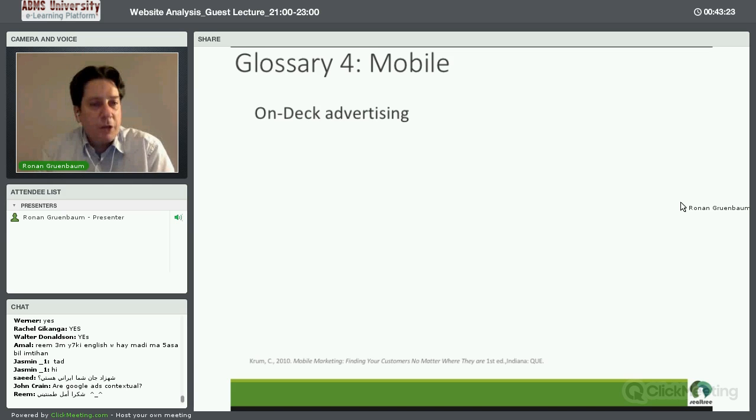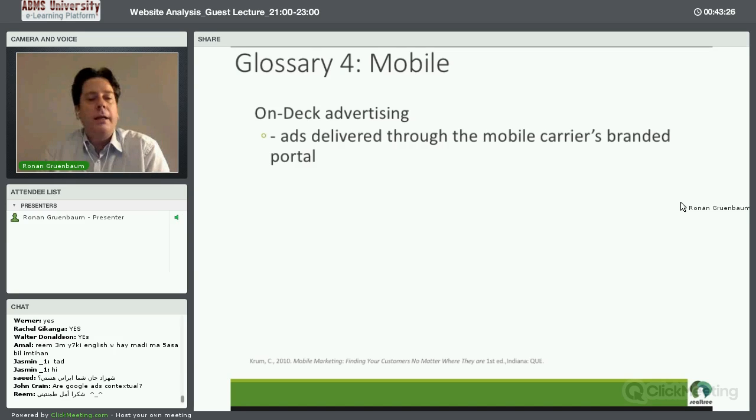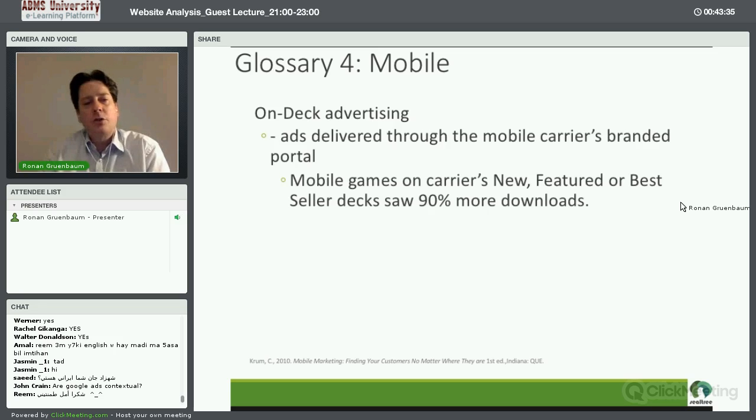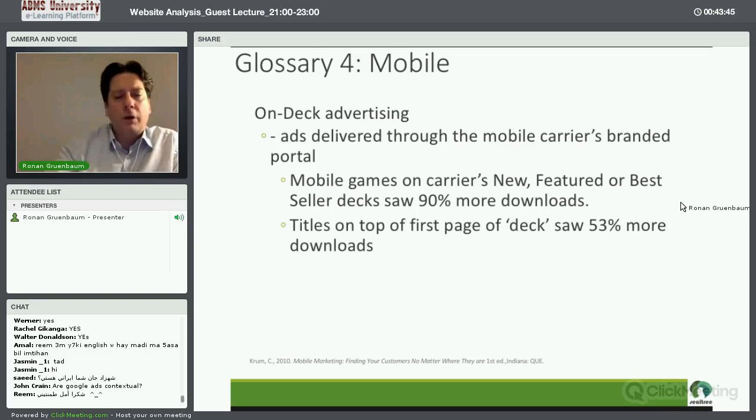People found that there were 90% more downloads from on-deck advertising than through the other areas. And also titles on the first page of a deck saw 53% more downloads, which is very similar, as you would expect, to Google. If you appear in the top pages with Google, then you will have far, far more clicks from people who search than if you're in position number 10 or on the second page, fifth page, 10th page, and so forth. And off-deck advertising, this of course is mobile ads delivered through a mobile browser while surfing.